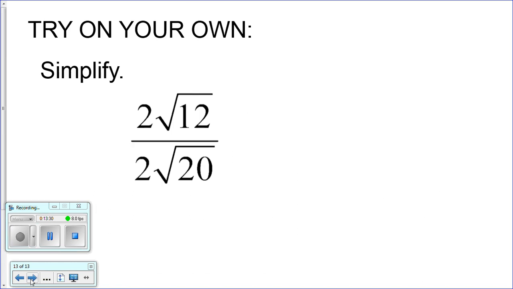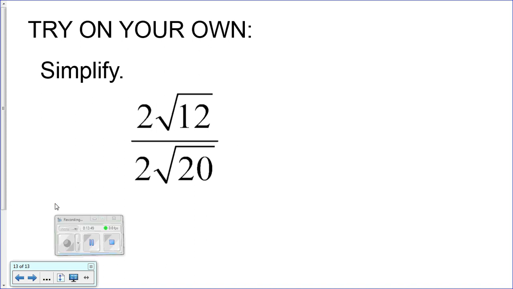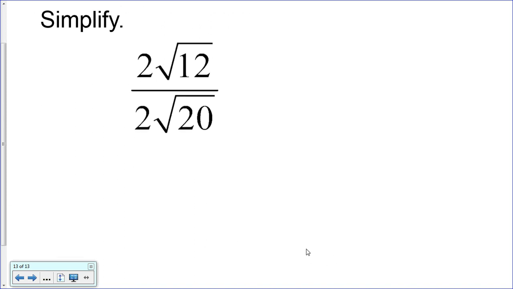Okay, so you're going to try one on your own right now. Here's a little hint. 2 divided by 2 is what? Yeah, so it's 1, so that would actually cancel out. So that's my hint to get started. So you don't have to worry about these anymore. You just have to deal with the square root of 12 over the square root of 20. Okay? So go ahead and do this. When you come back, I'll have an answer. Okay?